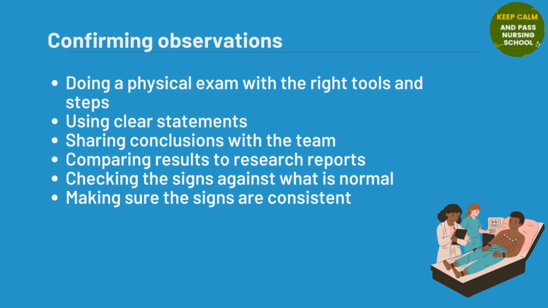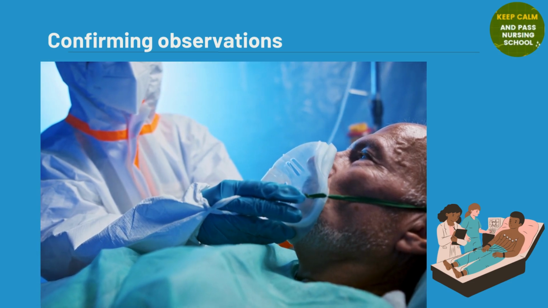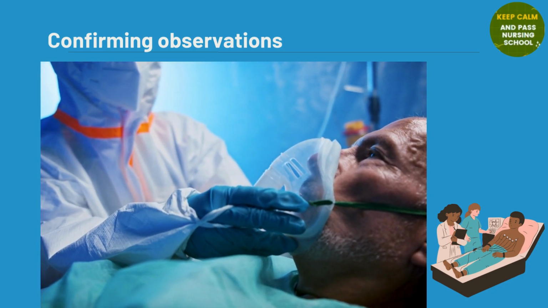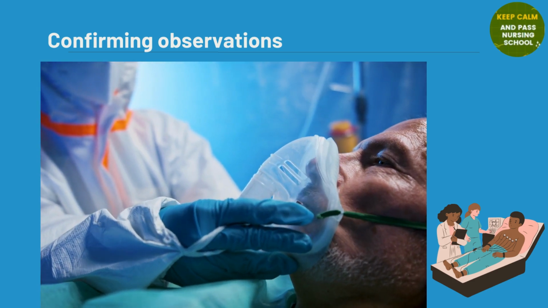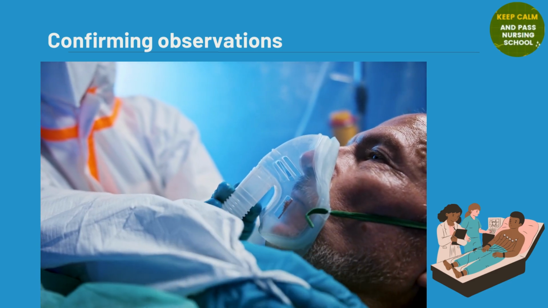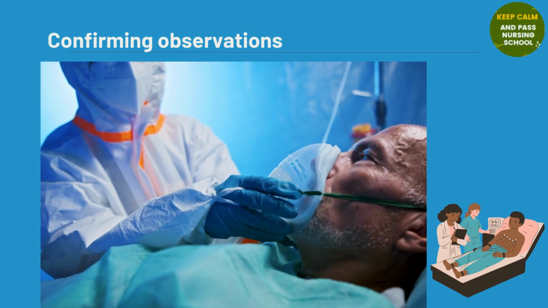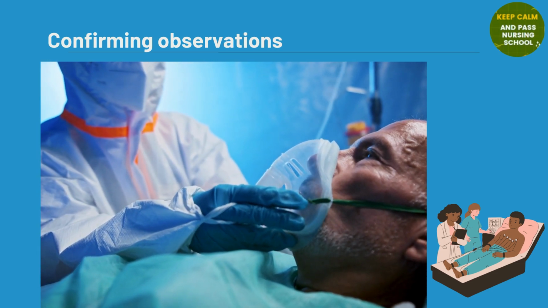Now, how are we going to confirm what we've observed? Nurses use cues and inferences basically to analyze data. Cues are pieces of information like, for example, the patient does not respond when I speak to him on his left side, while inferences are judgments made from those cues, such as the patient's hearing may be impaired on his left side. Does that make sense?